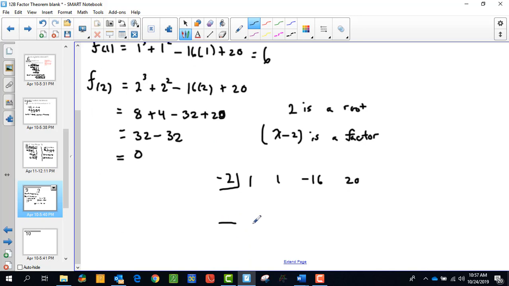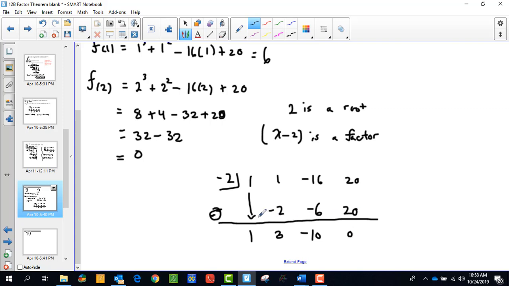Then we draw our line. We bring the 1 down. And then we multiply. So we get minus 2, then we subtract. So 1 minus minus 2 is 3. 3 times minus 2 is minus 6. Minus 16 minus minus 6 is minus 10. And minus 10 times minus 2 is 20. And that gives me 0.